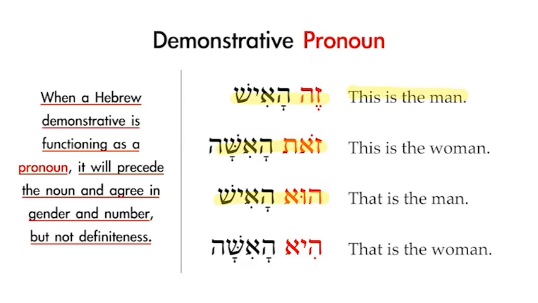Here we have the demonstrative in first position and the definite noun that follows, and they agree in gender and number. Finally, he ha'isha, that is the woman. Notice that in each instance, the demonstrative appears in the first position and is indefinite. The noun follows and appears with a definite article.